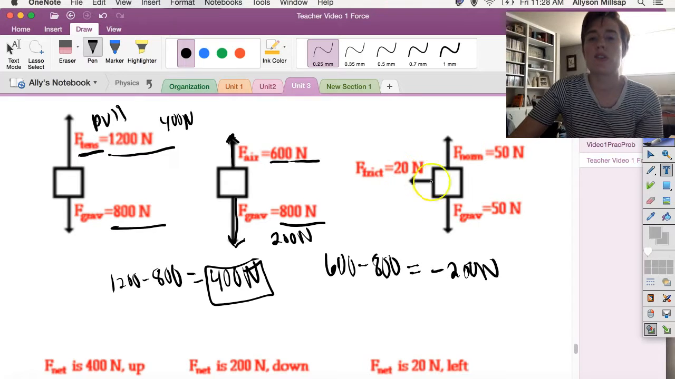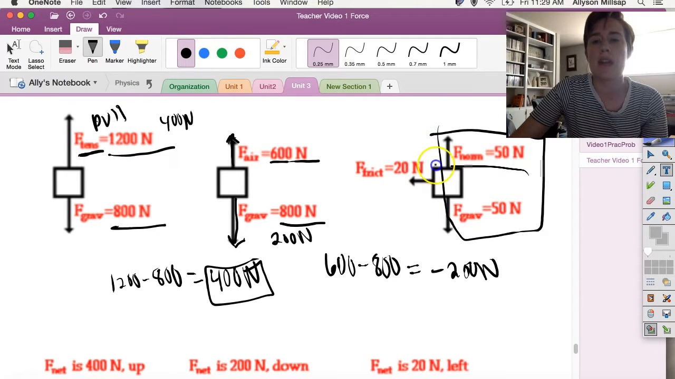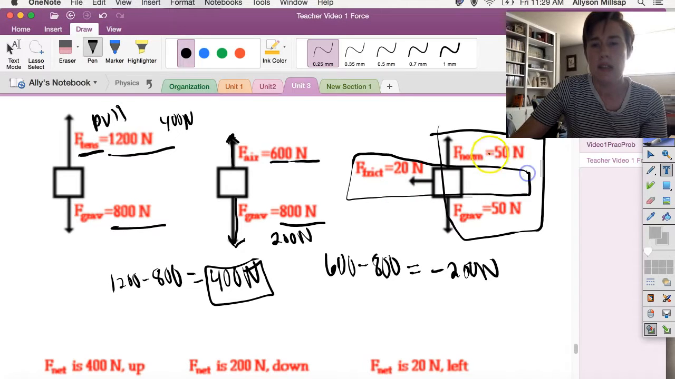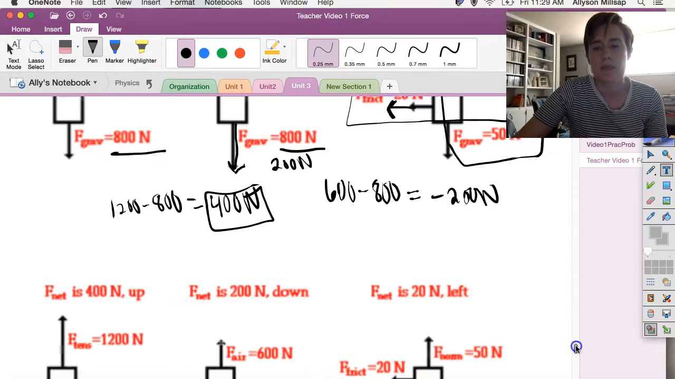Here I can do the same thing. When there's three different forces, you need to do the up and down force first and then look at the left and right force. Here the up and down forces are going to equal each other out. 50 minus 50 is still 0, so it's not going to move up or down. Now let's look at my left and right force. Here I know I'm going to be moving with a force of 20 newtons to the left because there's no other opposing force.